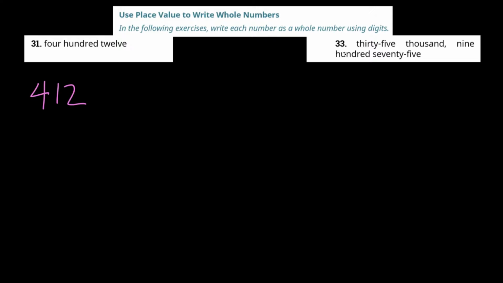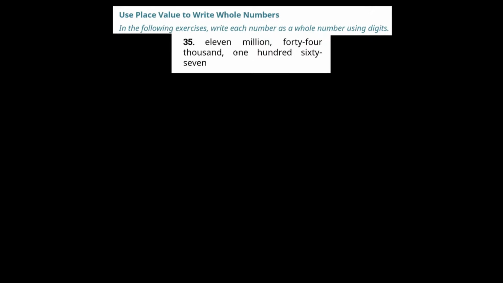For 33, this is 35,975. We can see here we have at least two periods because we have this comma that separates two periods. So let's start off with the largest part of the number, 35,000. We know we're going to have a comma there. And we have 975, and that's in the ones period. We have 975.